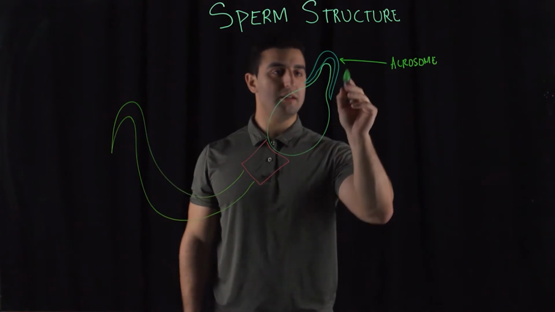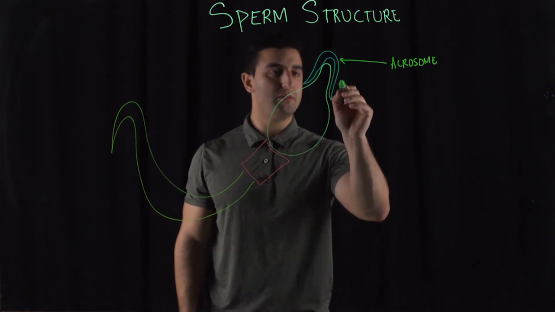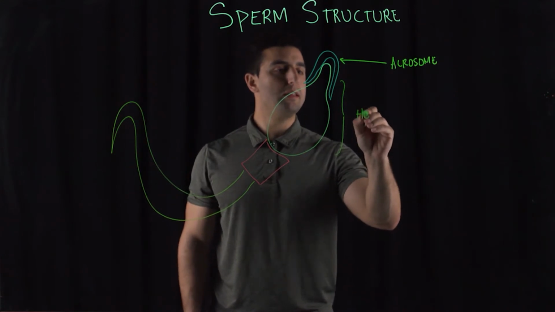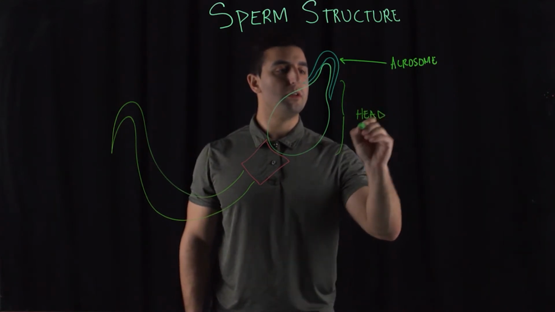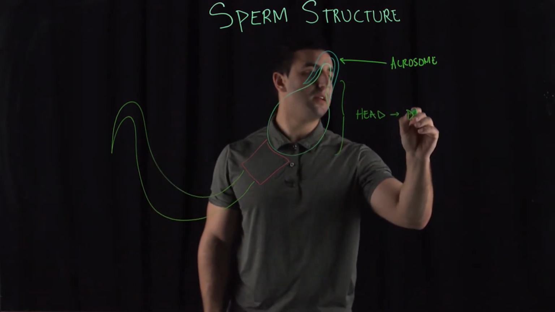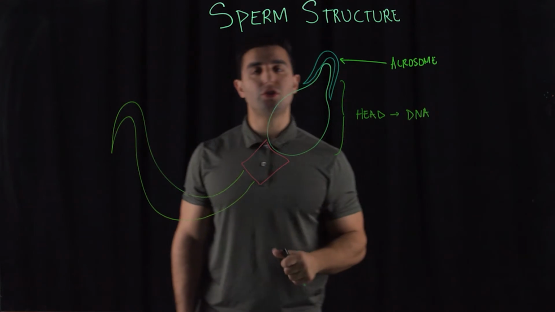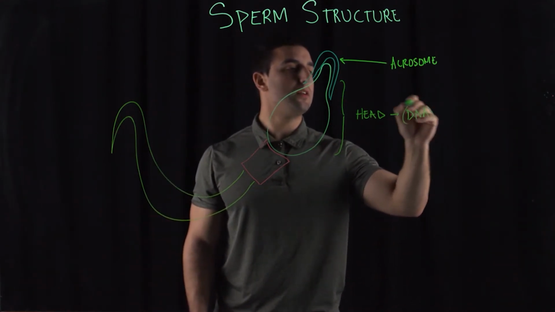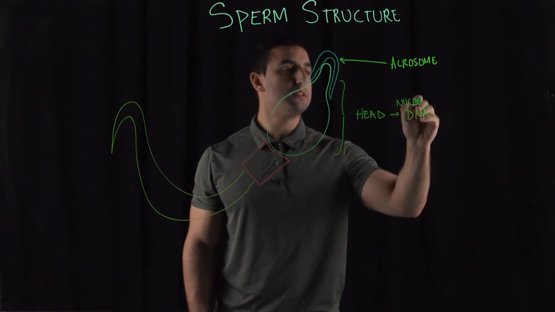This region here, next to the acrosome below it, is referred to as the head of the sperm. In the head of the sperm, there is a presence of all of the genetic material, specifically the DNA, right? So the DNA specifically, we can call it also the nucleus. The nucleus is present in the head.